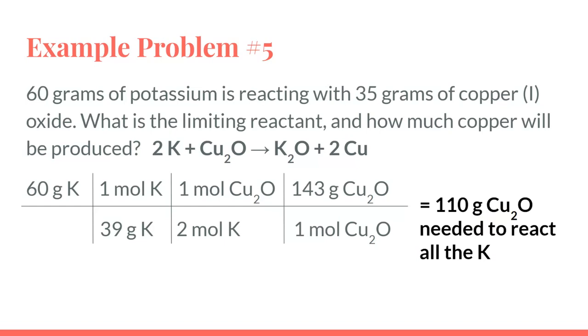So when I go through converting from potassium into copper oxide, I got that I would need 110 grams of copper oxide to react with all of the potassium. If you did not get this answer, please check your work again, try plugging it into your calculator again, and if you're still not getting the right answer, please check with a classmate. And again, if you are not understanding the whole reaction stoich process, please go back into video 1 and video 2 and watch those again.